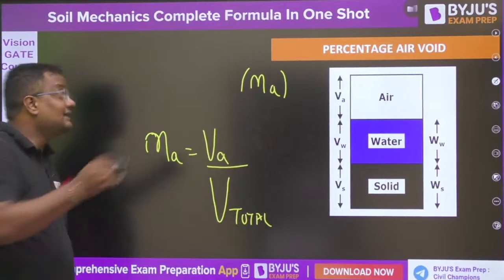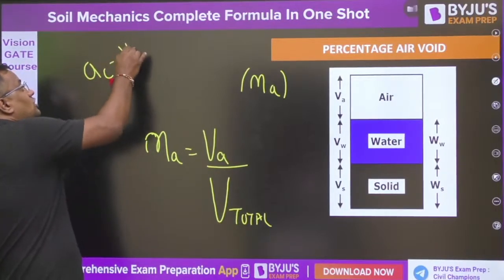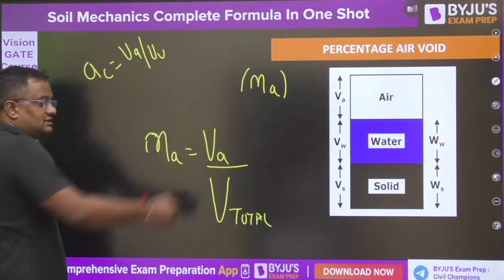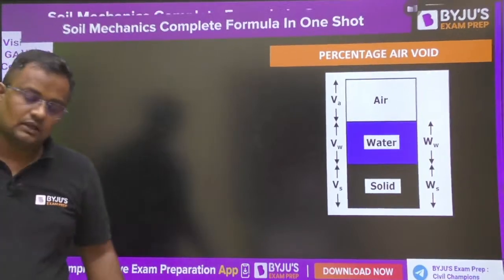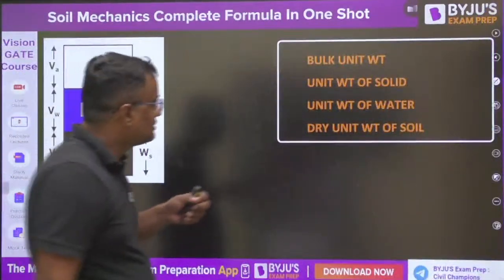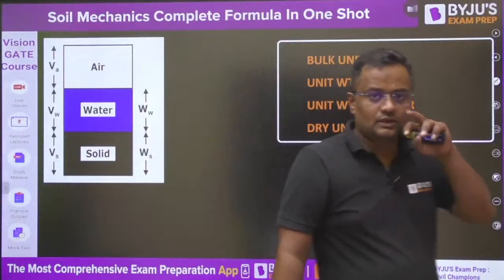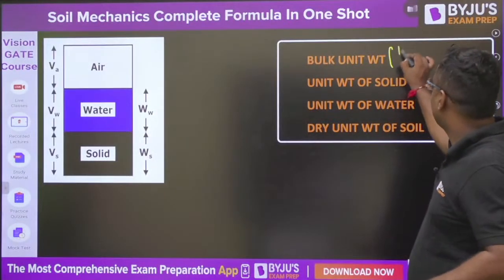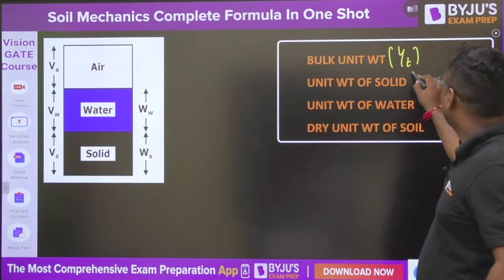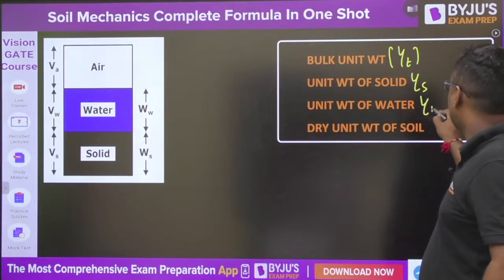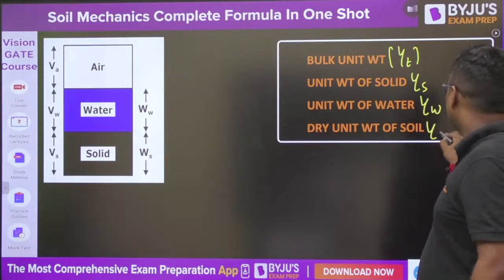Air content is the volume of air with respect to the volume of voids. This is with respect to total. Now guys, these terms are there. Bulk unit weight is represented by gamma T. Unit weight of solid is gamma S. This is gamma W. Dry unit weight of soil is gamma D.